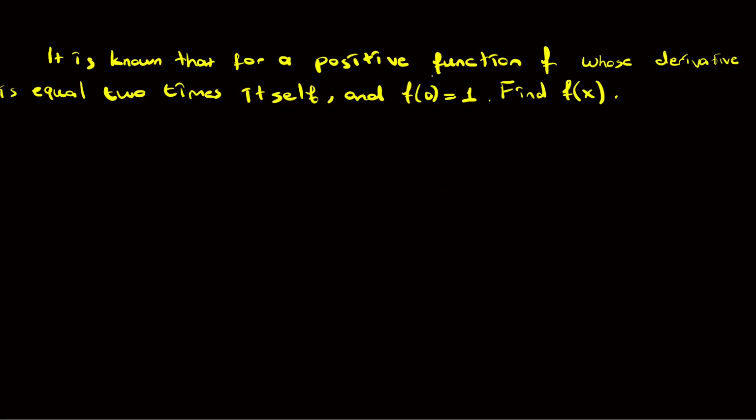It is known that for a positive function f whose derivative is equal to 2 times itself and f of 0 is equal to 1, find f of x. The problem states that the derivative of the function is equal to 2 times itself. And of course, f of x is equal to y. What else is given to us? f of 0 is equal to 1. Okay. This is a differential equation.